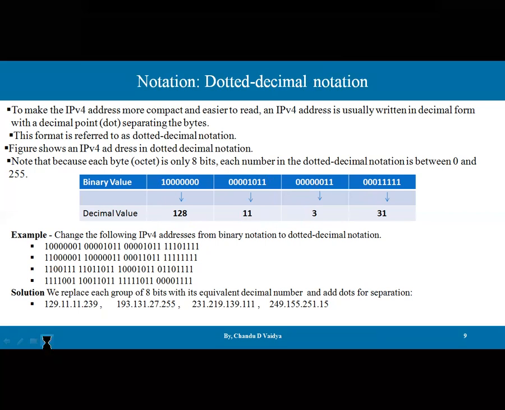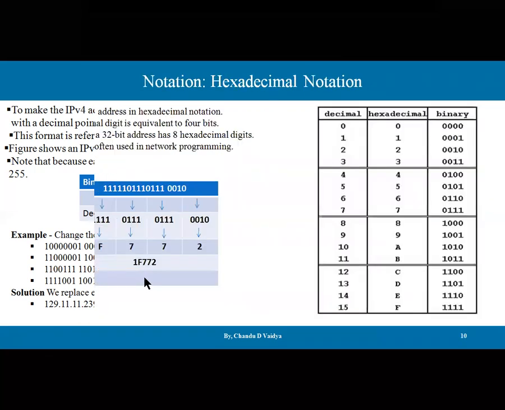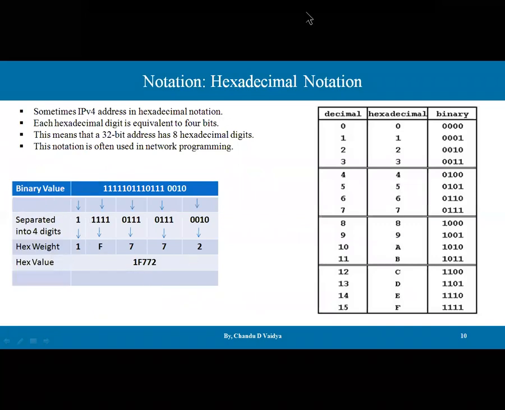Let's start with the third and last notation, and that notation is called what? The hexadecimal notation. Hexadecimal notation is also one of the notations of IP version 4. Sometimes IP version 4 is in hexadecimal notation, as we have seen in IP version 6 nowadays. It is going to be shown in hexadecimal notation.